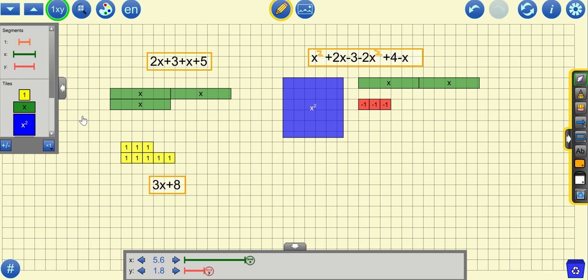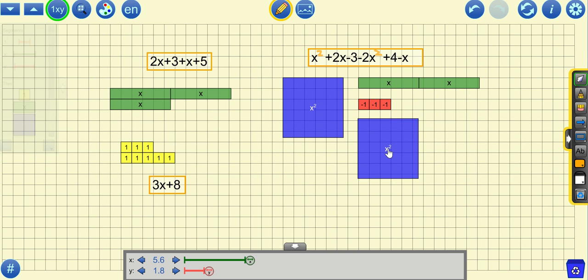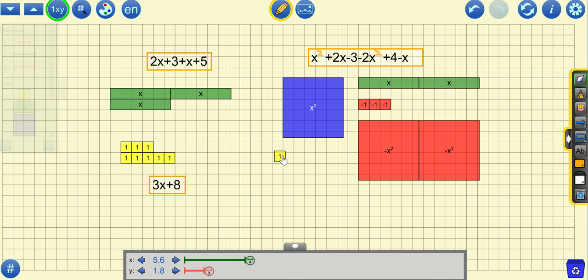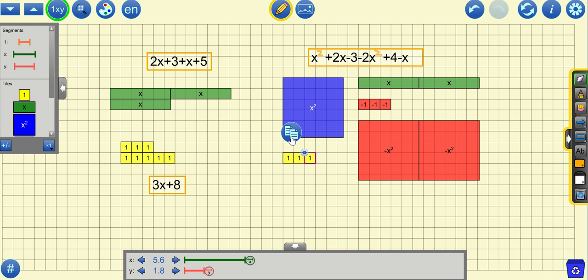And then I've got negative 2x squared. So there's an x squared, make it negative, and then copy it. There's my negative 2x squared plus 4. Oops, I don't want that negative, but I do want 3 more of them. So there's my plus 4, and then minus x. There we go, minus x.